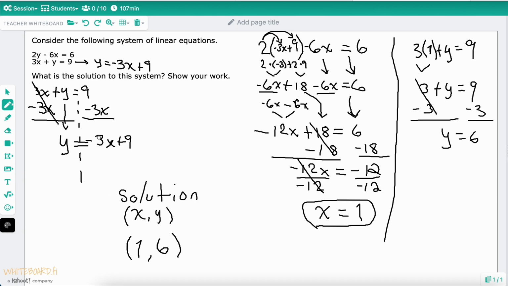That means that if I was graphing these two equations right here, then the solution, or the point where they cross, is 1 comma 6. That is the solution.